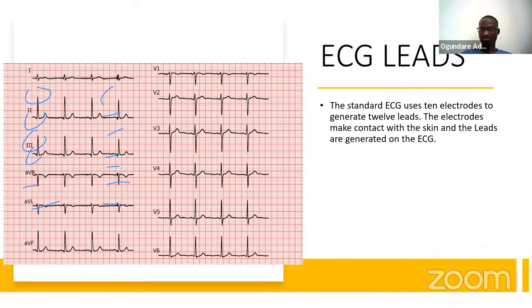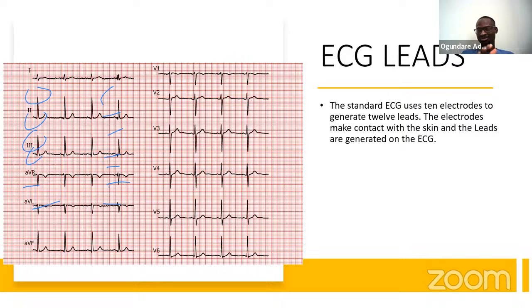Those are the leads. The electrodes are the adhesive stickers that we place on patients. That you place on the patient's chest or wherever you are placing it. Those are the electrodes. So don't mix them up anymore.